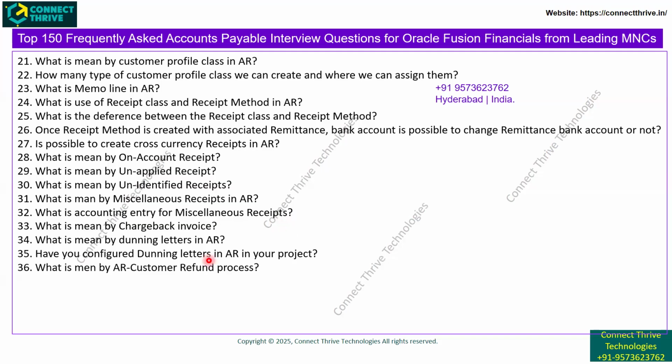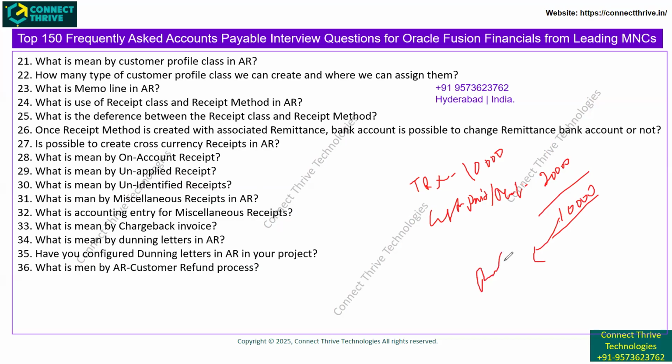Next, what is meant by AR customer refund process? So this is also simple. This is also a very important question. So AR transaction, it's a 10,000. Okay, but customer paid, that means receipt, it's a 20,000. So after applying, remaining balance is, sorry, 10,000. This we will initiate as a refund.